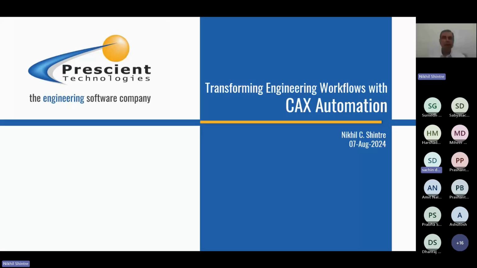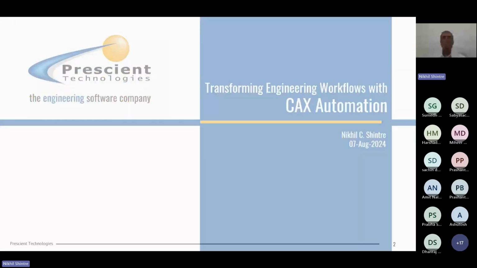So we'll directly jump into the topic. Basically, in this, we are going to focus on how to use CAx Automation effectively, and what could be opportunities for automation, as was mentioned in the introductory post that you might have seen and against which you had registered. So let's get into the presentation.